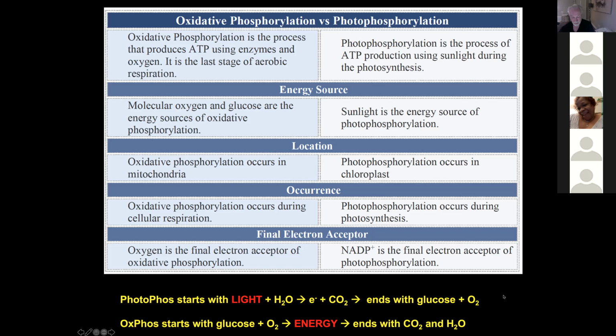Now, oxidative phosphorylation is the reverse. It starts with glucose and oxygen. Energy is produced and it ends with carbon dioxide and water. And I think, yes, that is the last slide I have. And we are exactly out of time.